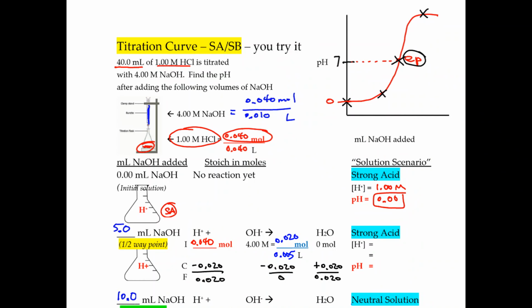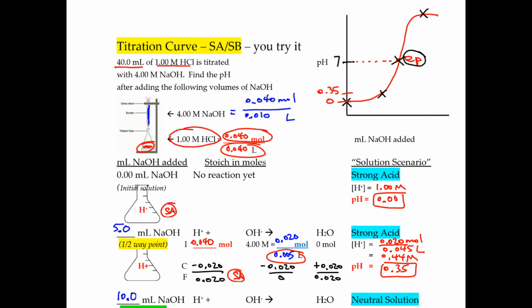So look at what I have, 0.02 moles of H plus, that's a strong acid. How do I handle a strong acid? Moles over liters. So I simply take my moles, 0.020 moles. I need the total volume, which means I added 0.005 liters to my original 40 milliliters, which is 0.04. So the total is 0.045 liters. That molarity is going to be 0.44 molar, and the negative log of that is going to be 0.35. So now this pH is 0.35.